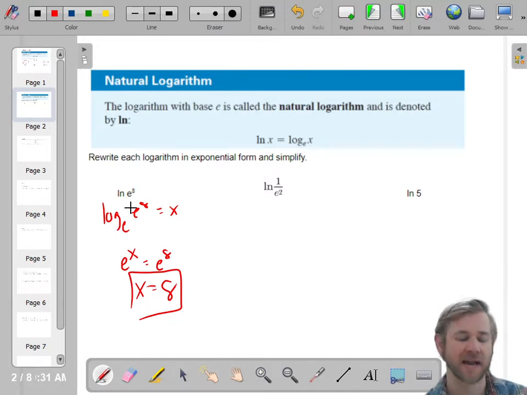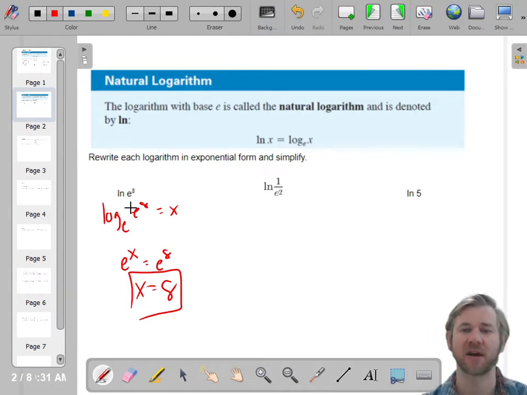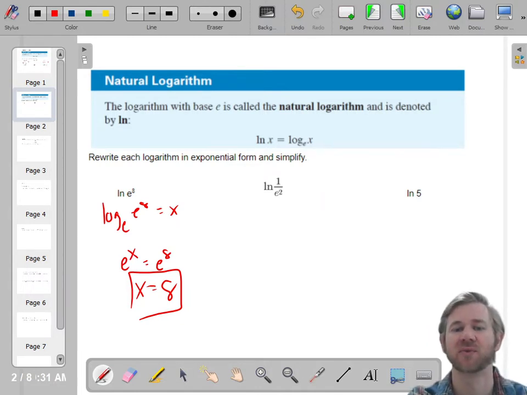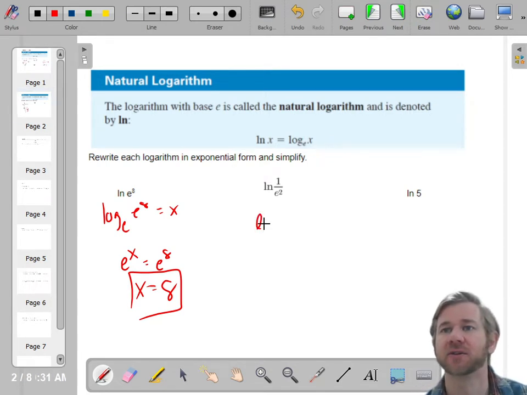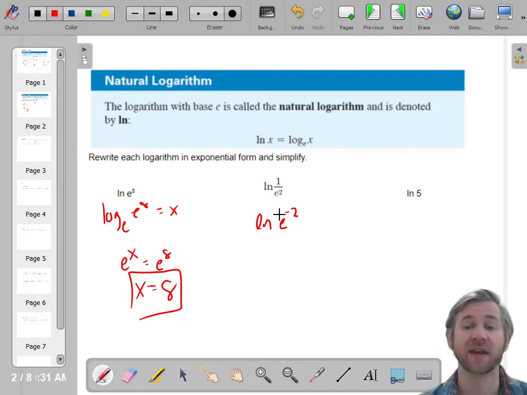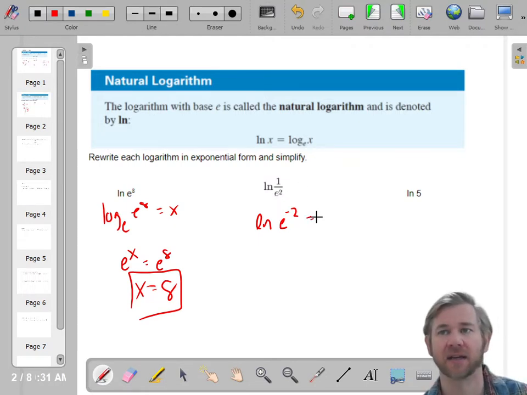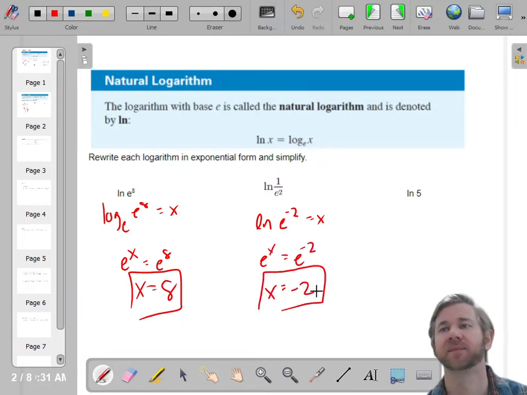What if it's the natural log of 1 over e squared? For these problems, it's going to make the most sense to rewrite that. I'm going to write it as the natural log of e to the negative second, because when it's squared in the denominator, that means e to the negative second. And if that helps you, then you can say, oh, this is e to the x equals e to the negative second. That must mean x is negative 2.